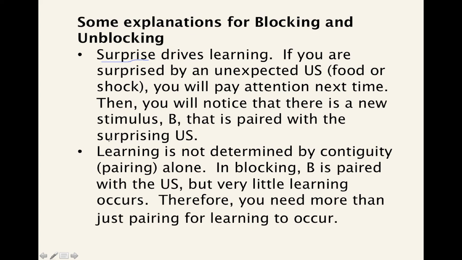The other thing it tells us is that learning is not determined by what's called contiguity, just a fancy way of saying pairing. This is what Pavlov originally thought allowed learning to happen. He thought if you just pair two stimuli, there would be an association. You pair a bell with food, bang, there's going to be learning. Now we know that's not true. We know that it's not just pairing.